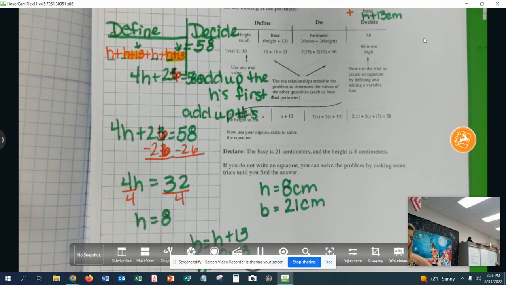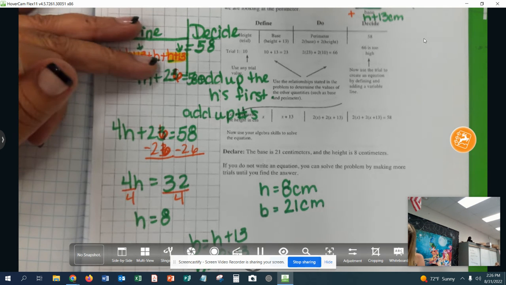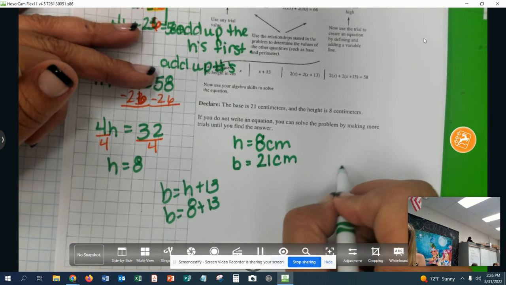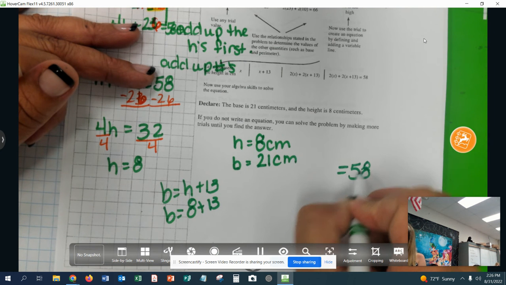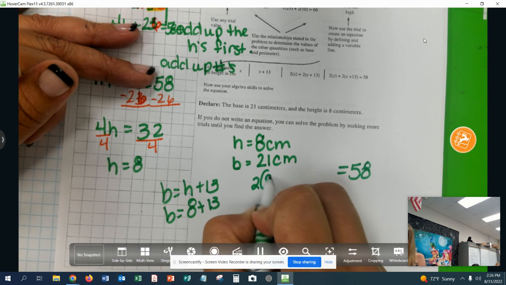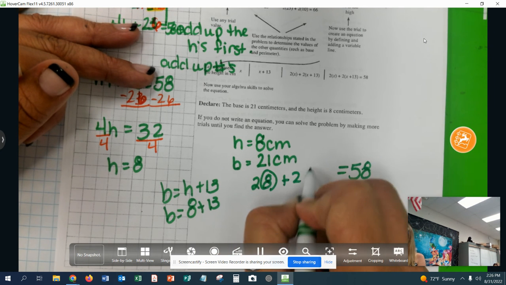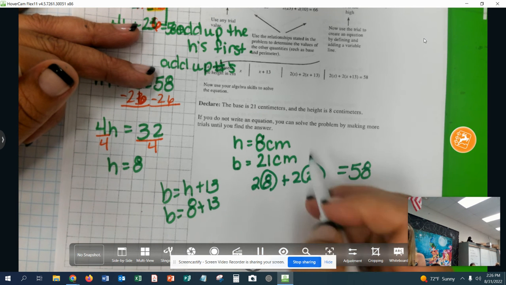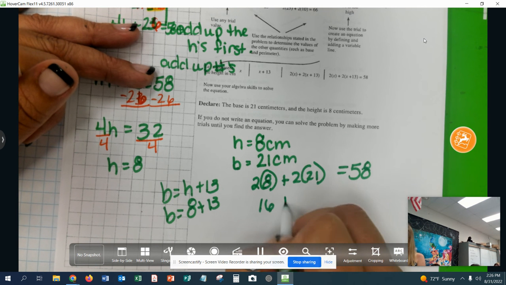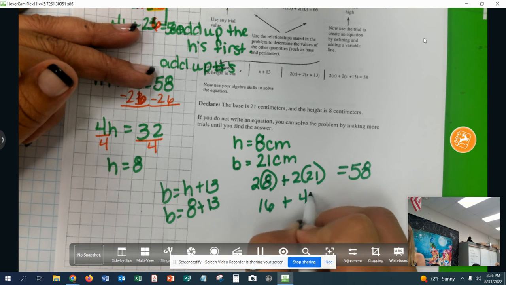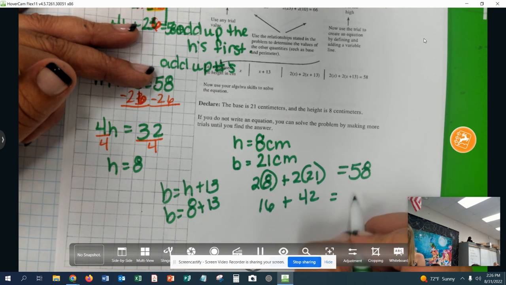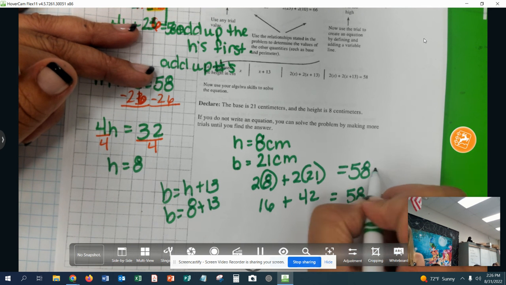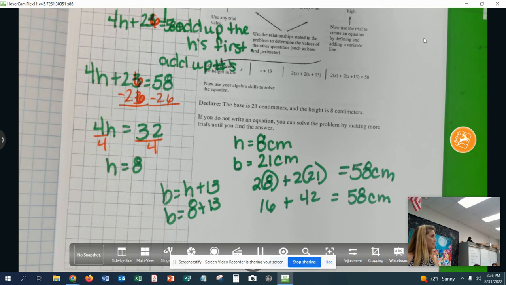Now, how can I check to see if this is correct? Well, all I have to do is this. It needs to equal 58. So if you multiply 2 times 8 plus 2 times 21, this is 16 and this is 42. So yes, this equals 58 centimeters. All right, that's awesome. Questions?